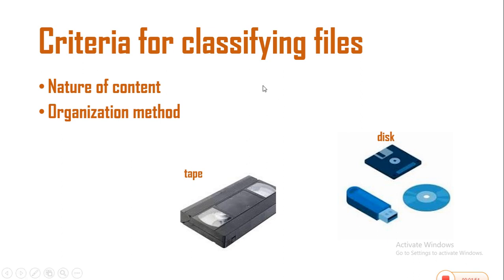Now, another criterion for classifying computer files is the storage medium. If the file is organized and can be retrieved as a sequential file, a tape is needed for classifying such a file. But if the file is classified as a random file, then a disk storage medium is needed for classifying such files. This is where our lesson will be ending for today.